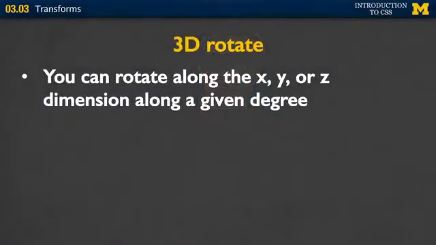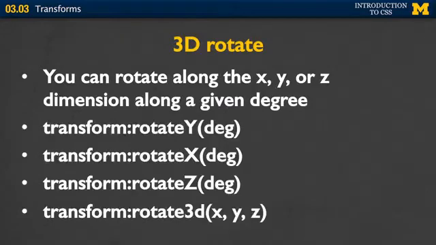So the other ones that we just talked about were two-dimensional transforms. We can also do three-dimensional transforms, and they're very similar to the ones we just talked about. So for instance, with rotate, now instead of just rotating along the x or y axis, we can also rotate around the z dimension as well. So if you wanted to use a 3D rotate, your options now are transform rotateY, how many degrees, rotateX, rotateZ, or you can actually say rotate3d and give it numbers along every single dimension.